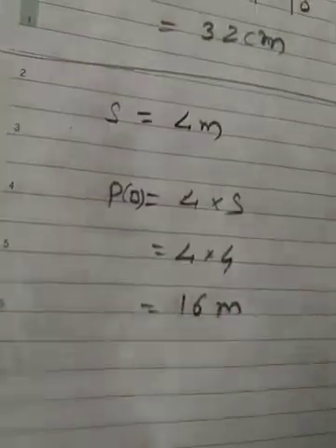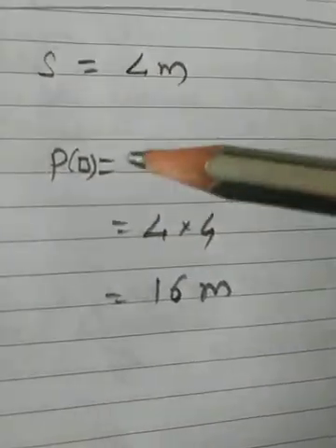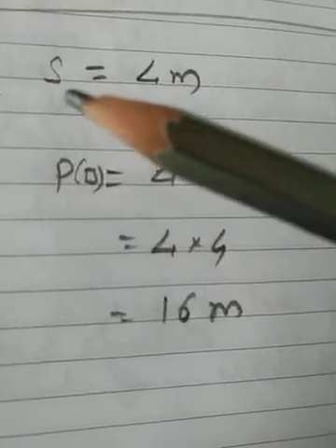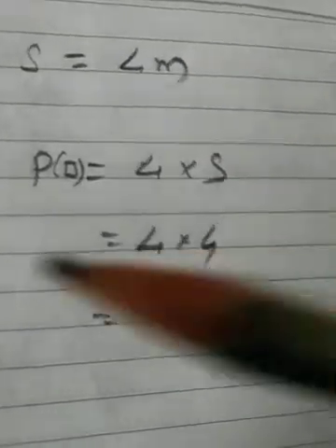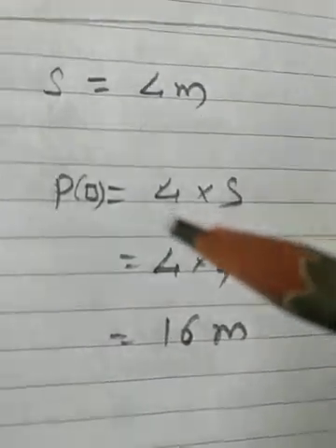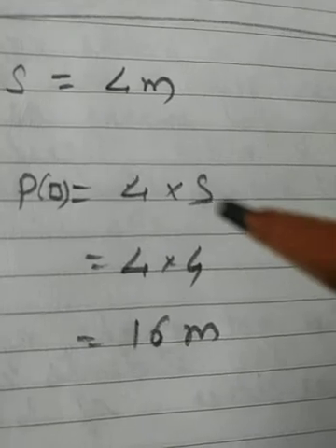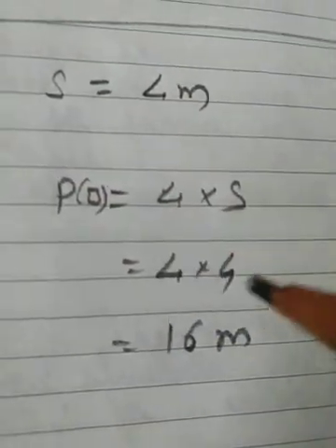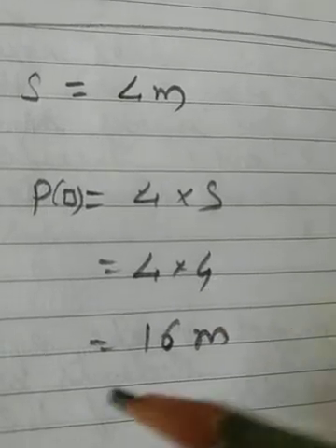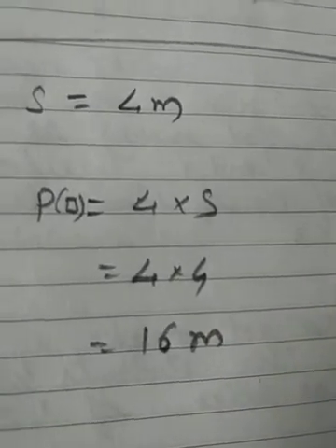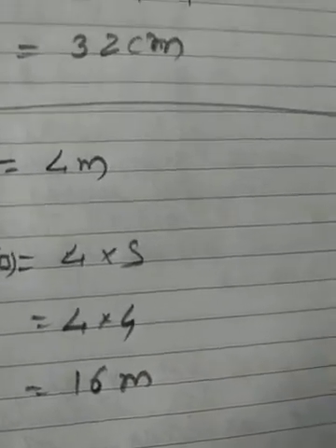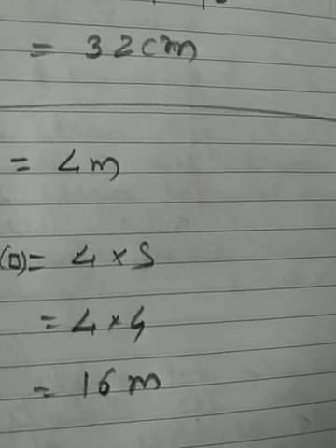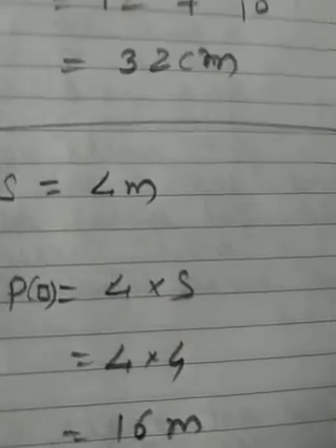Now for the second question, here we have to find the perimeter of a square. The side is given, side S is equal to 4 meters. So perimeter of square is equal to 4 into S. This is the formula of perimeter. S is already given to us, so 4 multiplied by S, put the value of S, and 4 fours are 16 meters is the answer. Okay, these are the sample problems I have shown in front of you. The same way you have to solve the exercise. Thank you.